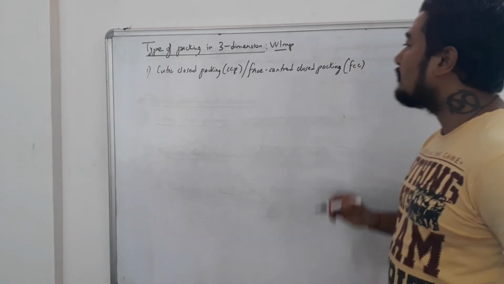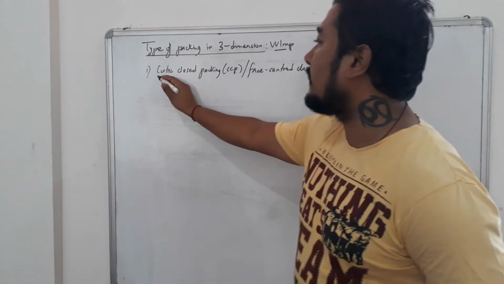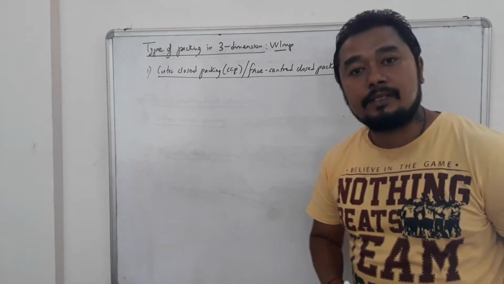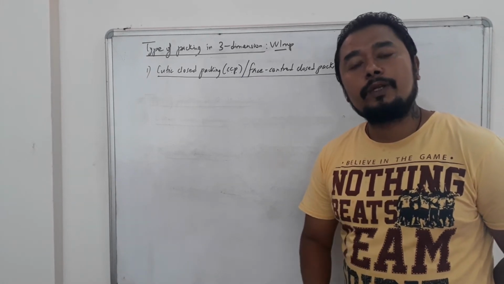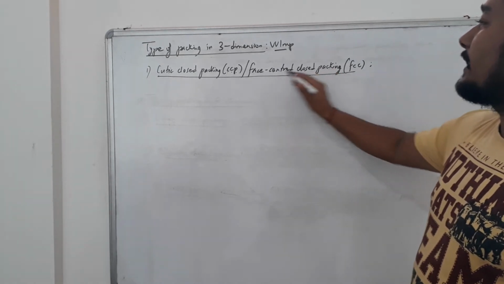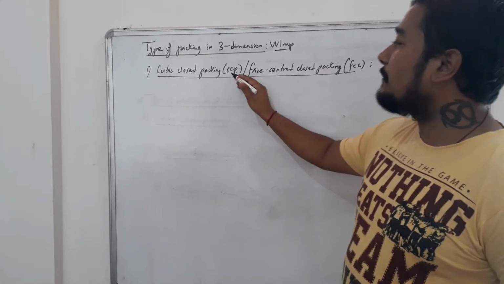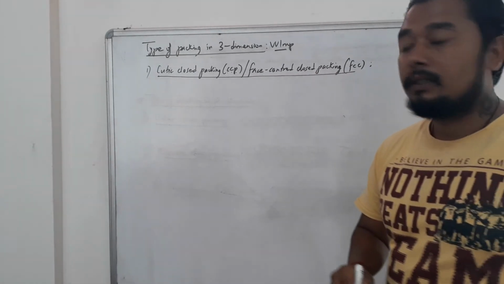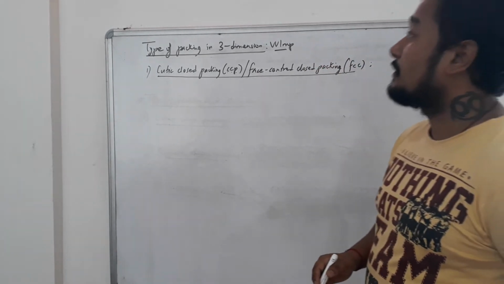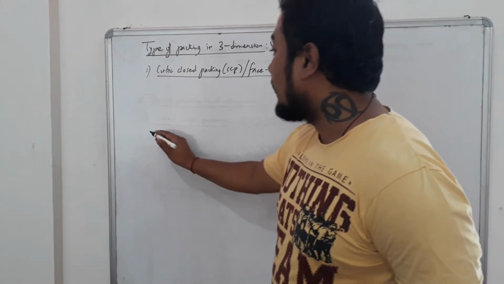So students, did I write capital FCC or small FCC right now? You can check here. Earlier we wrote capital FCC, which means face-centered cubic unit cell, but this is small letter fcc, which means face-centered close packing. So CCP or FCC both are the same. It has two names, cubic close packing or face-centered close packing, both come under 3-dimensional packing.